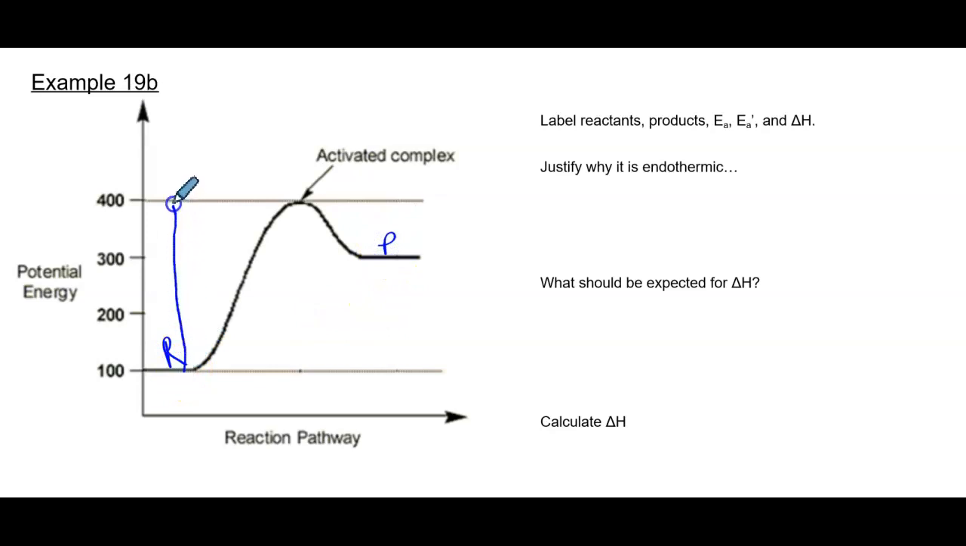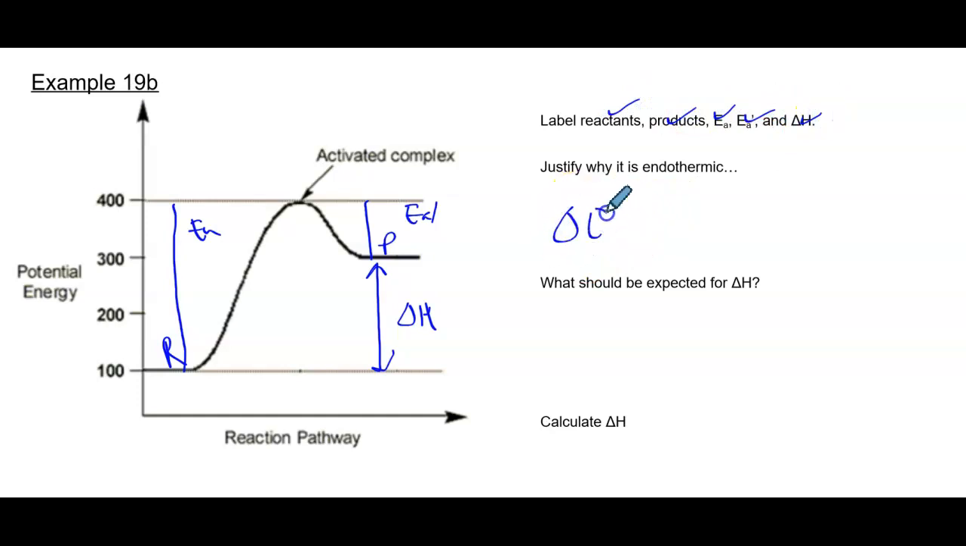From the reactant bar to the top of the peak is E sub A. From the product bar to the top of the peak is E sub A prime. Everywhere between, don't go past the reactant bar, just between the products and the reactants is delta H. So we've labeled the reactants, the products, E sub A, E sub A prime, delta H.